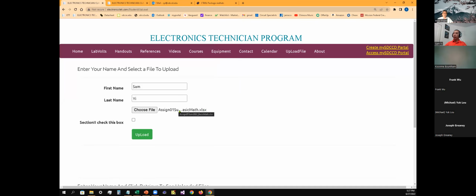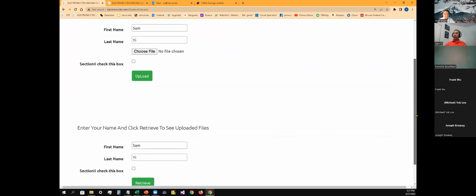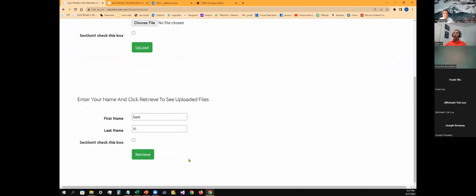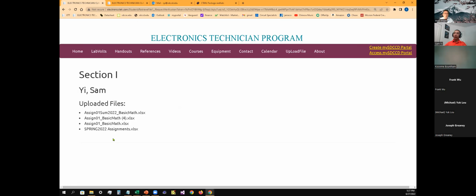So from here, just come down to this green button. It says upload. Click on it, and it will upload to your file, and the instructor will have access to this information. Now to see what's inside your folder, click on retrieve, and it will show you everything that was uploaded. The assignment that I just did a minute ago is assignment 1, summer 2022, basic math. Okay, so this one you can check.